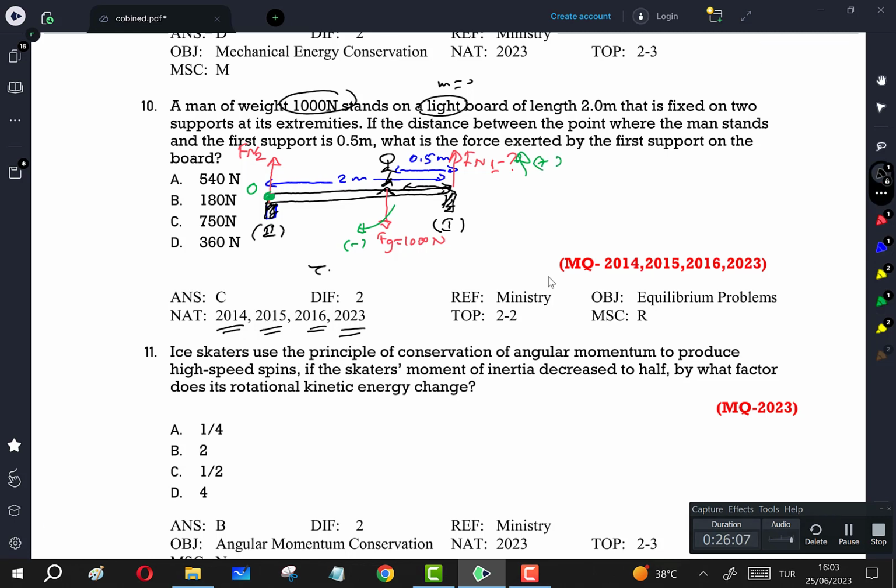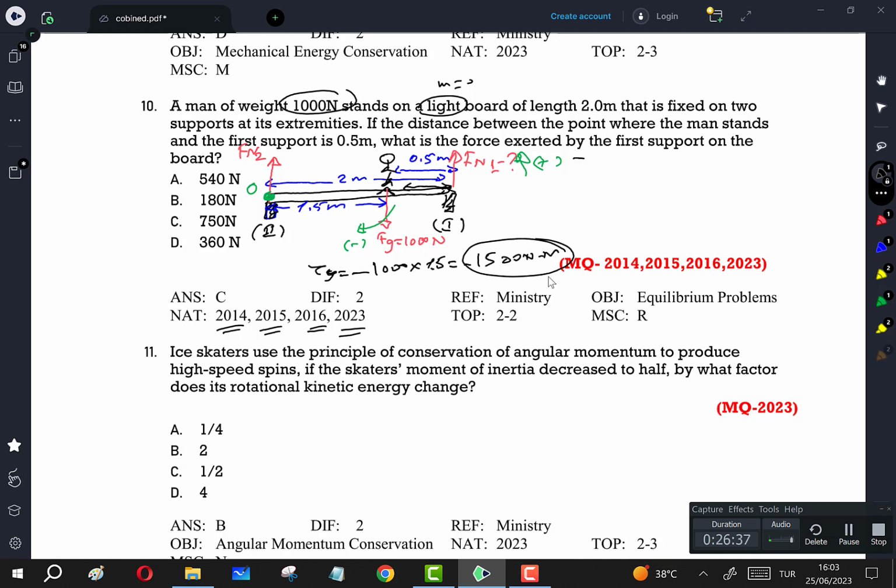So torque of G is negative Fg, 1000, times distance from Fg to axis of rotation, which is going to be 2 minus 0.5, which is 1.5 meter. Right here 1.5. Angle is 90 because it's a perpendicular force on a horizontal contact surface. So it's going to be negative 1500 newton meter. This is torque of G.